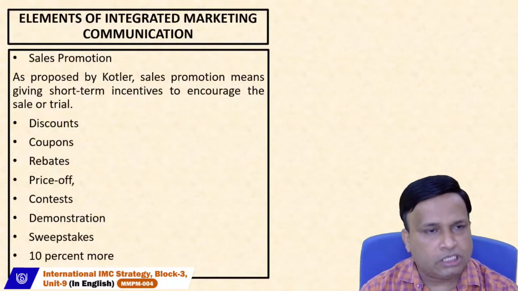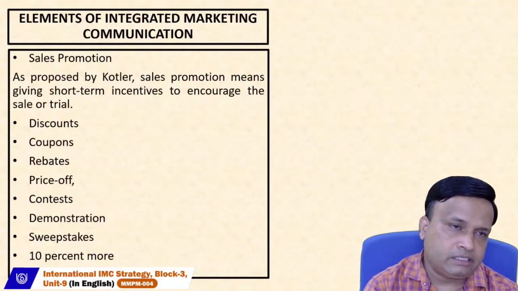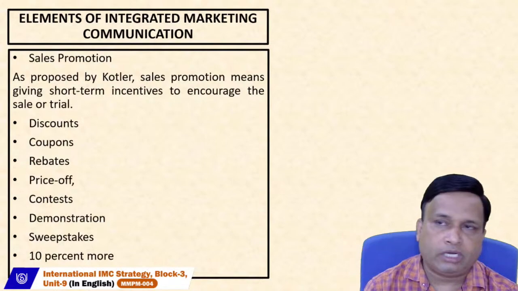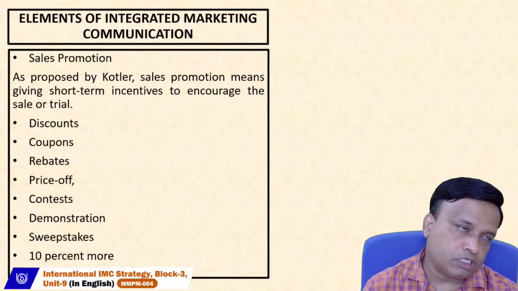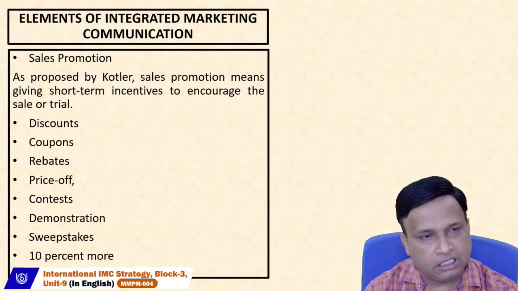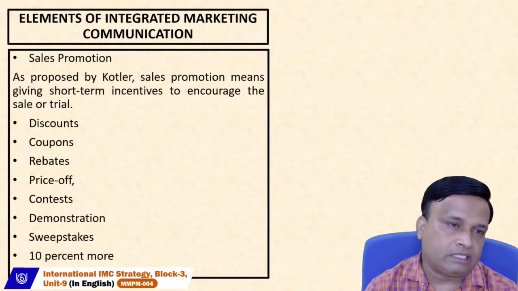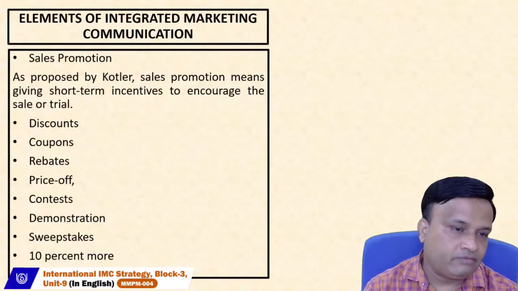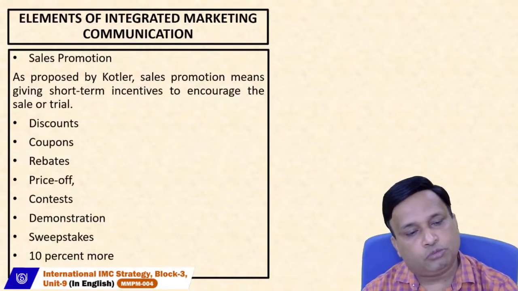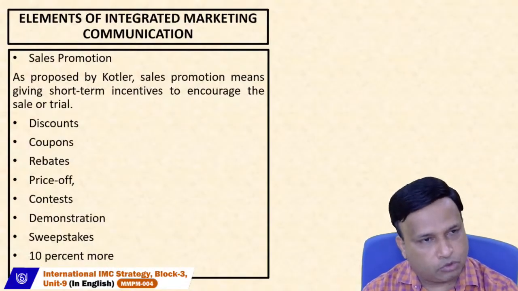Sales promotion is more or less a short-term activity. It differs from other forms of communication, where advertising does not give incentive, public relations does not give incentive, publicity does not give incentives. But sales promotion gives you the incentive to buy the product. The methods of sales promotion are discounts, coupons, rebates, prize contests, demonstration, sweepstakes, 10% more. These are some of the ways to go for sales promotion.